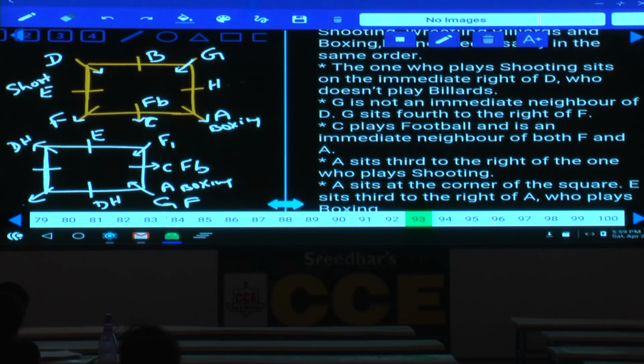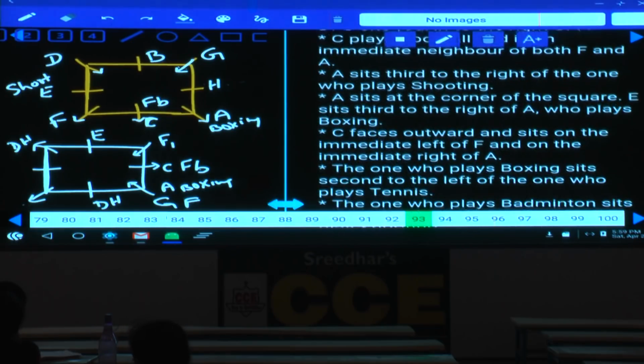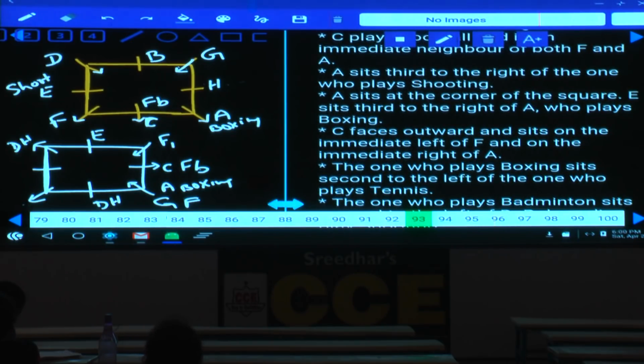C plays football and is an immediate neighbor of both F and A. A sits third to the right of the one who plays shooting. A is seated third to the right of the one who plays shooting. Hence either B or F is shooting, isn't it? E is shooting. As E is shooting, that's already been done. And A sits at the corner, and E sits third to the right of A. E is seated third to the right of A who plays boxing. And A sits third to the right of the one who plays shooting, isn't it? And this E must be towards the center.